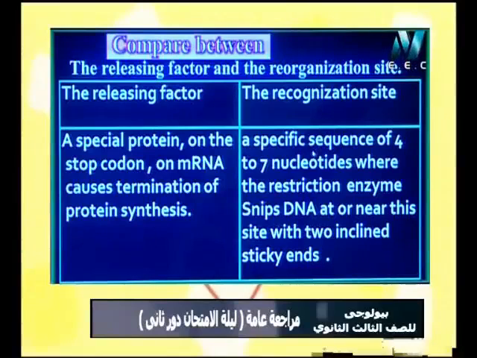Special sequence of from 4 to 7 nucleotides where the restriction enzyme snaps DNA at or near this site with two inclined sticky ends. recognition enzyme دي enzymes بتعرف تحدد مكان معين على الدي ان اي ايا كان السورس بتاعه، وتيجي تعمل cut دي ان اي into two inclined sticky ends. لما تعمل inclined sticky ends دي انا هستفاد منها بايه؟ هي البكتيريا دي بيبقى عندها الانزيم او recognition سايتس او الانزيم اللي اسمها restriction enzymes علشان تعمل protect the bacteria against the action of the virus which may inject the genetic material inside the bacterium cell.